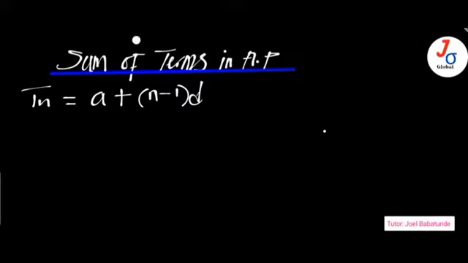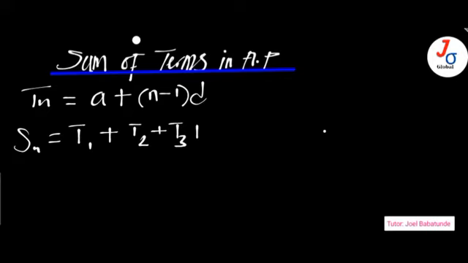So that means you're going to have a, which is the first term, plus the second term, that's going to be 2 minus 1, which is 1, times d. So that means the sum of the terms of an arithmetic progression is going to be the first term plus the second term plus the third term and so on, up to the nth term.